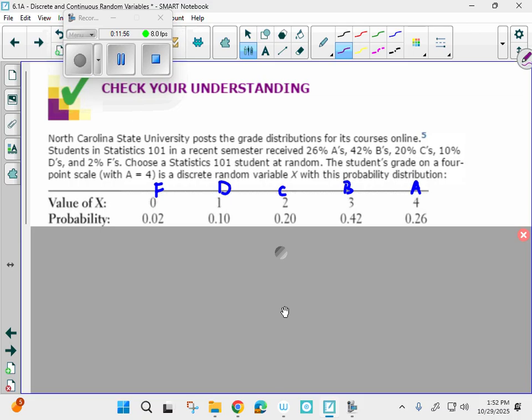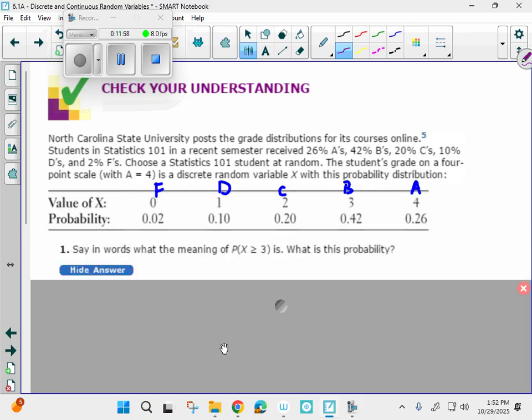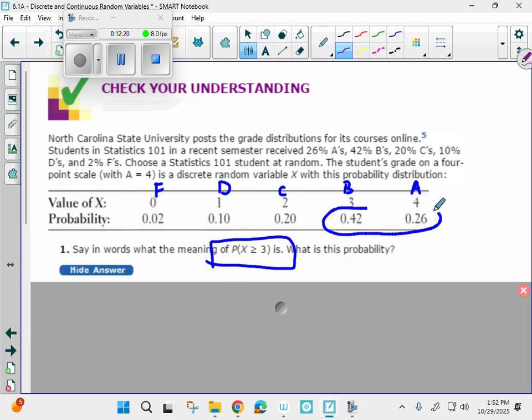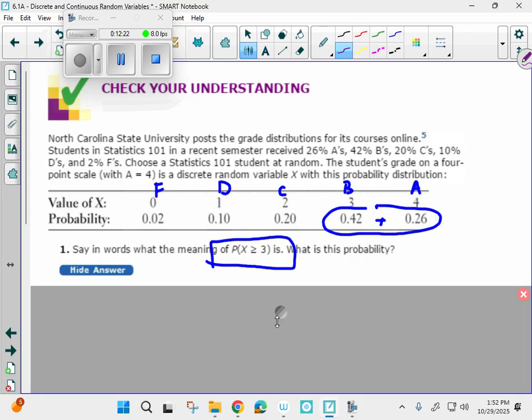So they're going to ask us some questions. Say in words what this means: the probability that random variable X, which is the grade in the class, is greater than or equal to 3. Raise your hand if you can tell me what that means. Yeah, the proportion of people that got a B or better, right? So we'd add these two together and get that lovely answer.